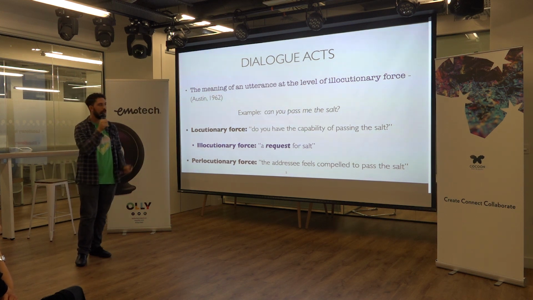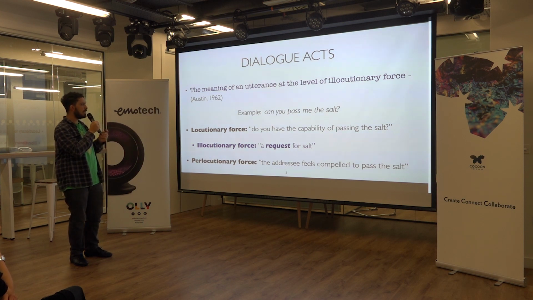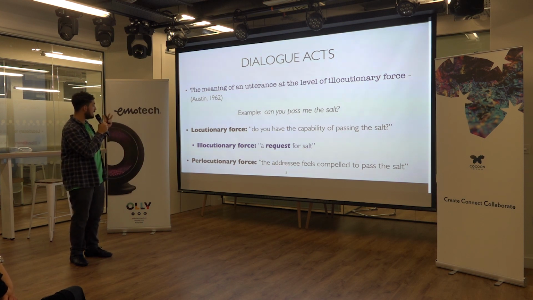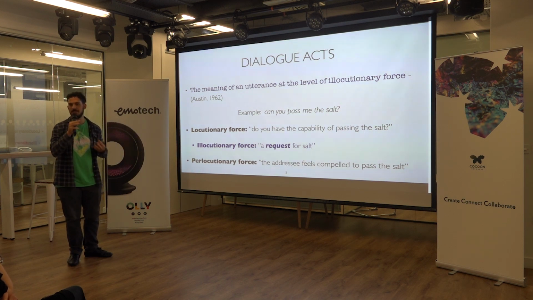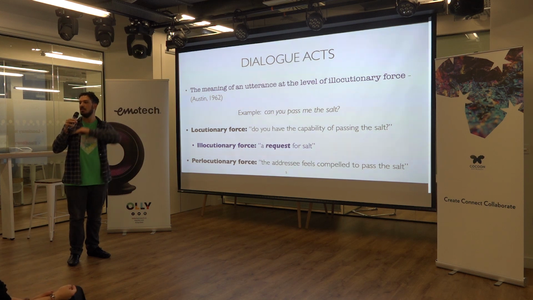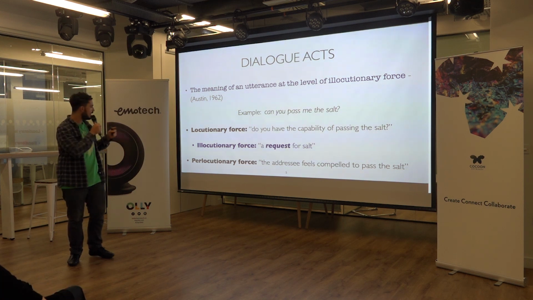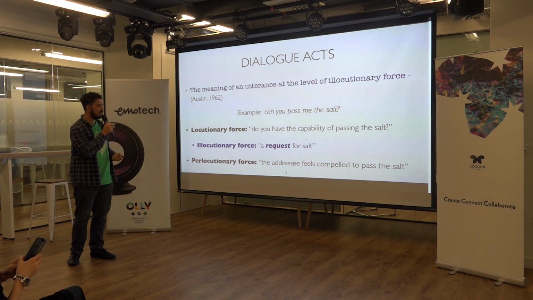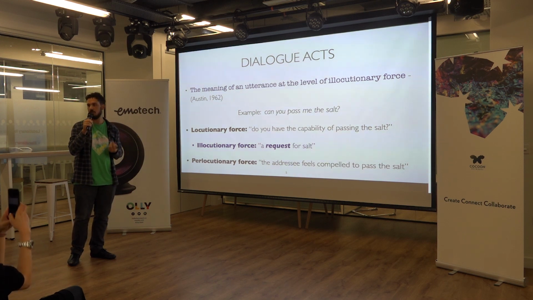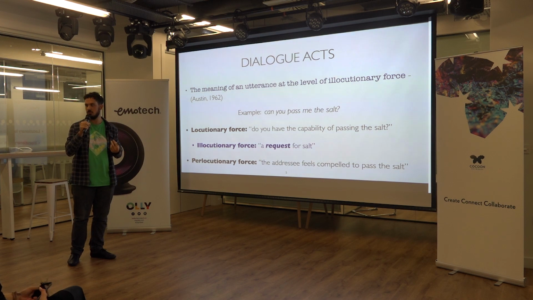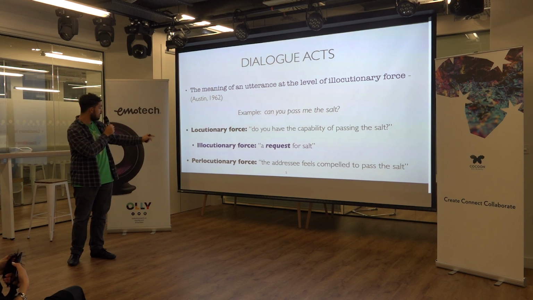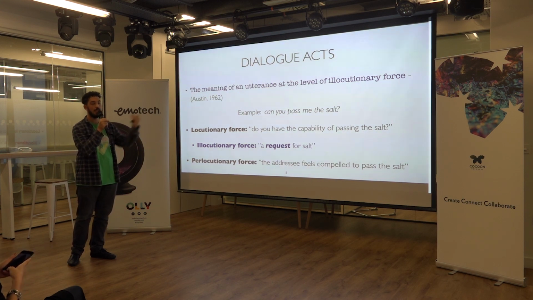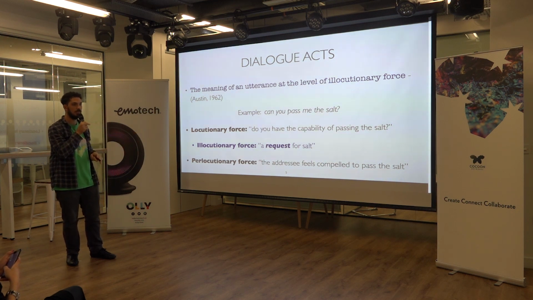So once again, let's look at an example. If you say, can you pass me the salt? This sentence has three levels. A locutionary force, which is, do you have the capability of passing the salt? This is what I'm actually saying, the shallow level of the communication. An illocutionary force, which will be the dialogue act, which is the message hidden in the sentence, what I'm really trying to say, which is, I want the salt. And then we have the perlocutionary force, which is the effect perceived by the listener, who in this case feels compelled to pass the salt.